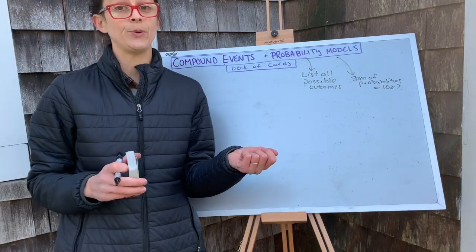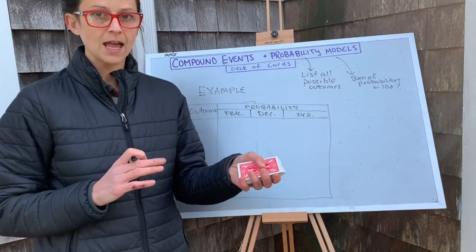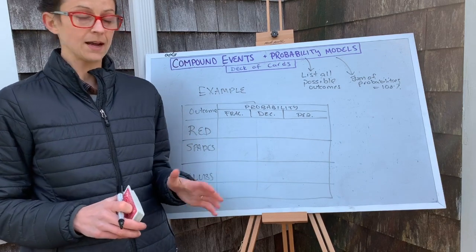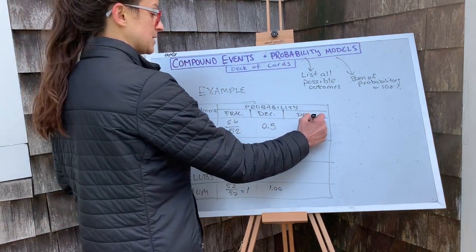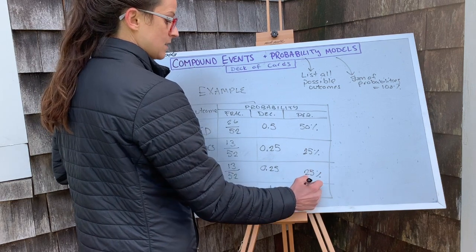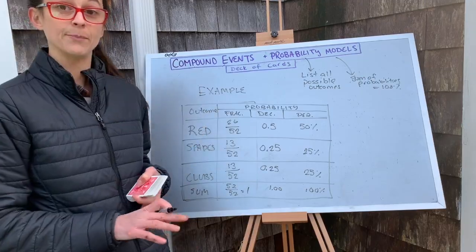Let's look at an example and a non-example. Let's break the deck of cards into red cards and then spades and clubs. This covers all the possible outcomes in the deck. As a percent, that's 50% plus 25% plus 25% is 100%. So this probability model works. This is an example.